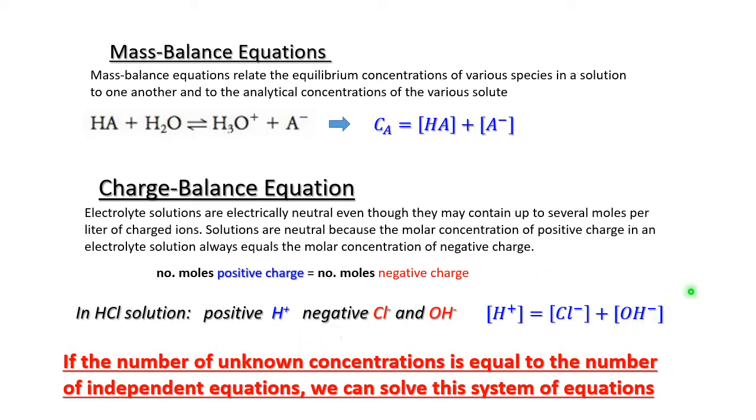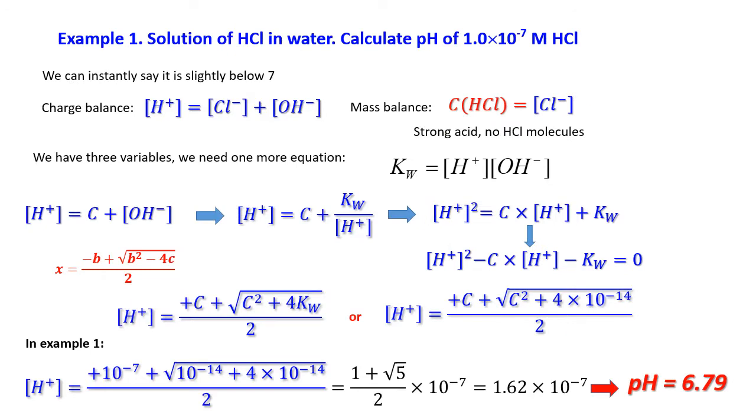Now, what other equations do we have? We have equilibrium constants, plenty of them. So if the number of unknown concentrations is equal to the number of independent equations we have, we can solve this system of equations and find the unknown concentrations. Let's look at several examples.